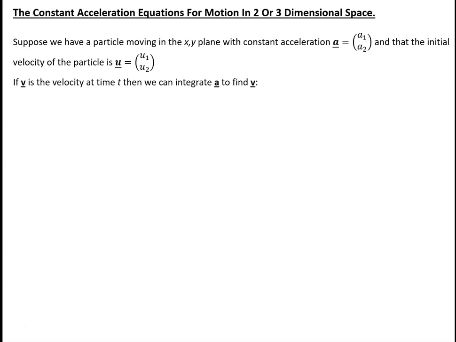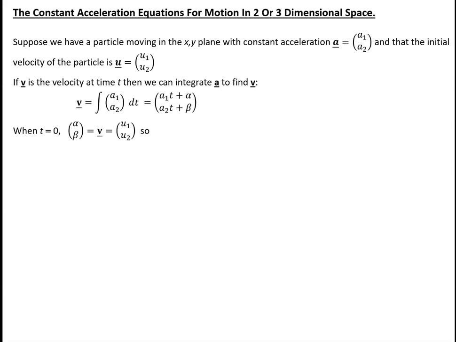If the velocity at time t is v, then we can obtain an expression for v by integrating the expression for the acceleration. So we could say that the velocity is the integral of the acceleration. And remember, to integrate a vector, we simply integrate the x components and then integrate the y components. So the integral of a1 is simply going to be a1 times t plus a constant alpha, and the integral of a2 is simply going to be a2 times t plus a constant beta.